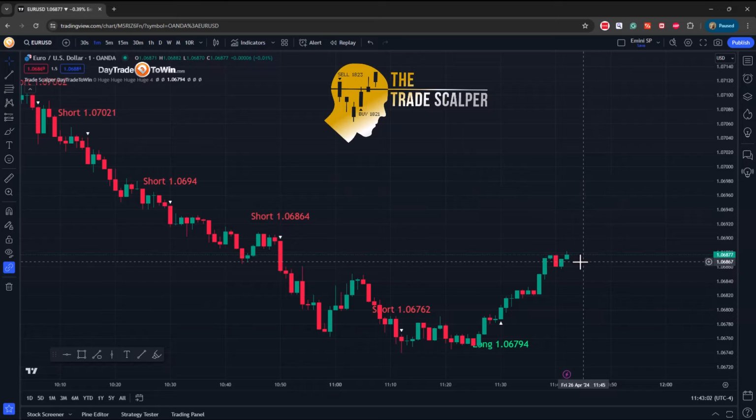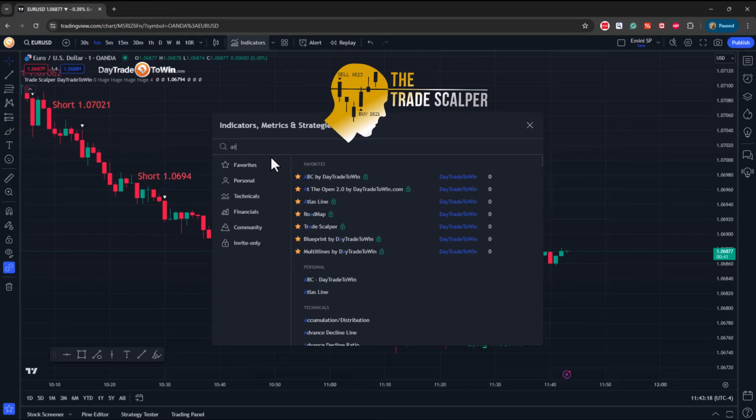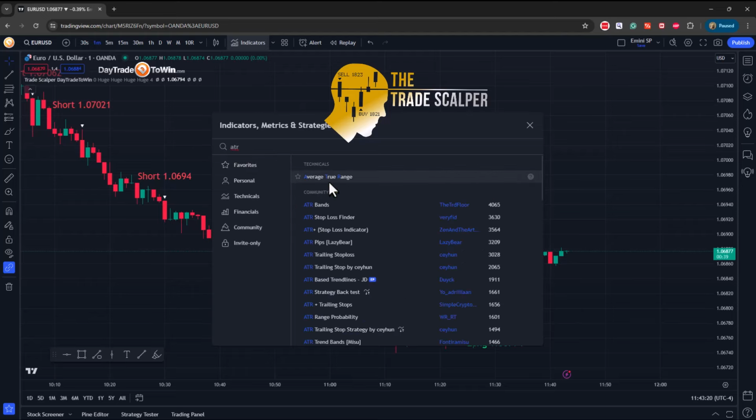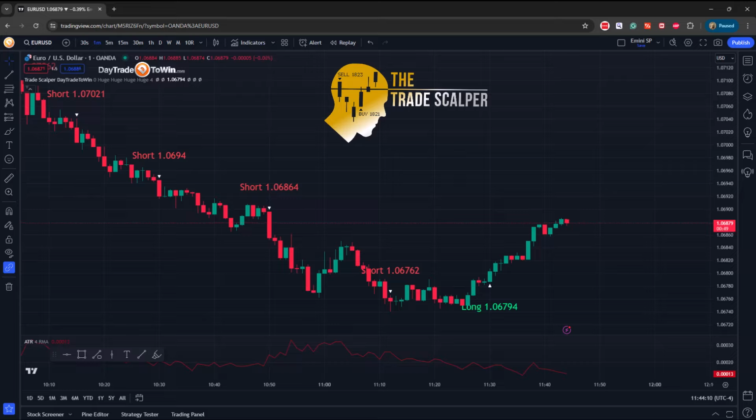Something else I look at is the ATR, the average true range, which I'm going to add here to the chart, the ATR, and the average true range here. Now the setting that I like to use is a setting of 4. So I'm only looking at the last 4 candles when it comes to the ATR.